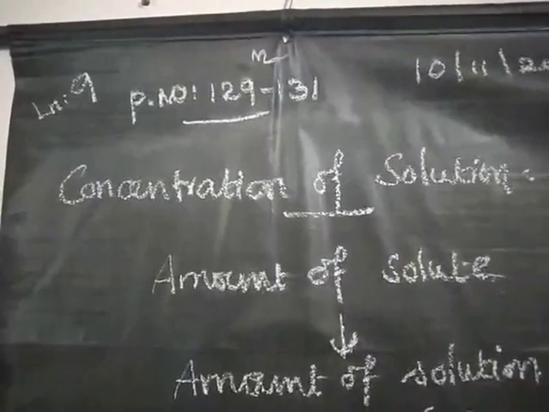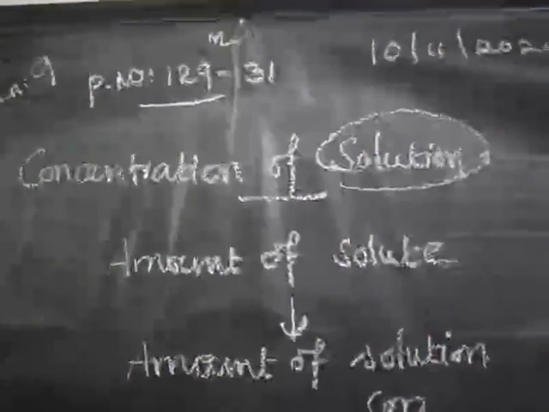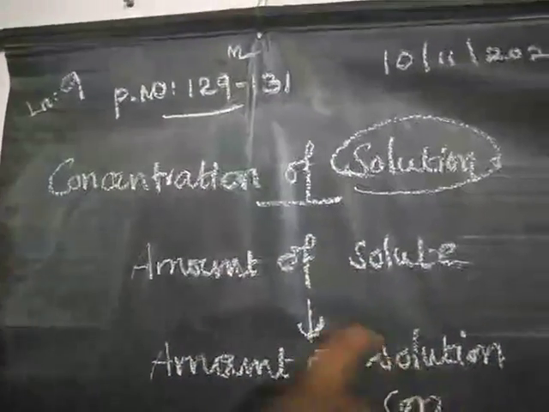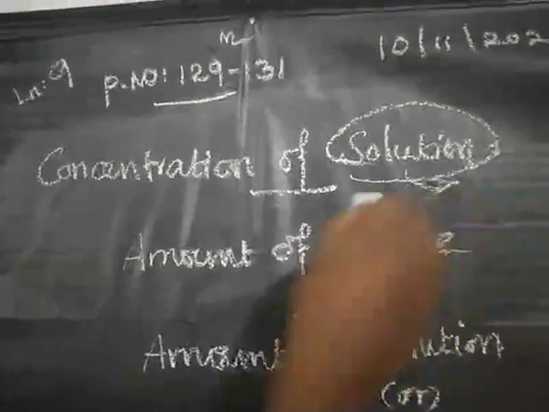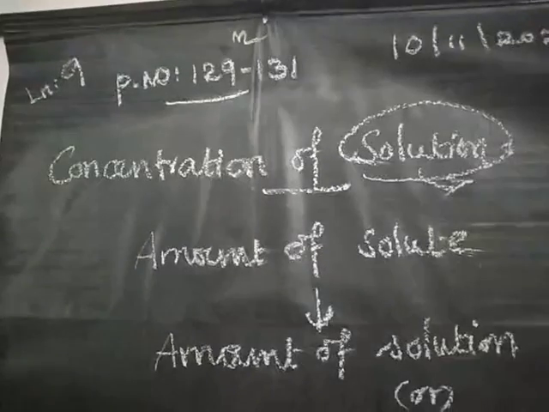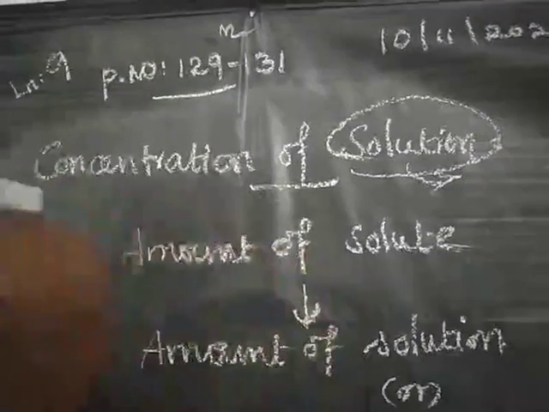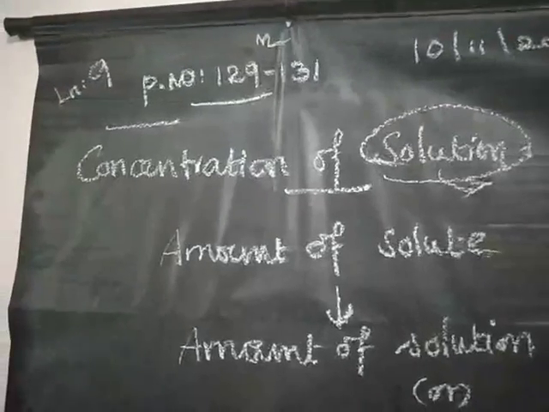Solubility. Already we know what is meant by solution. So a solution is made up of what? Solute plus solvent present in a particular ratio. That is called a solution. A solution is an example of a homogeneous mixture. Already we have learned what is meant by a homogeneous mixture and a heterogeneous mixture. Today we are going to start a new topic, concentration of a solution.